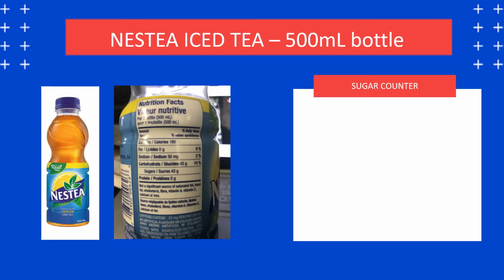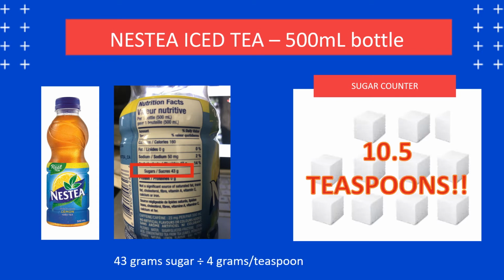All right, let's look at Nestea iced tea next. So we've got a 500 milliliter bottle, and we've got 43 grams of sugar. So again, plugging it into the equation, that results in 10.5 teaspoons in that bottle, which again is quite a bit. So if you're going to do iced tea, I recommend making your own and experimenting a little bit.